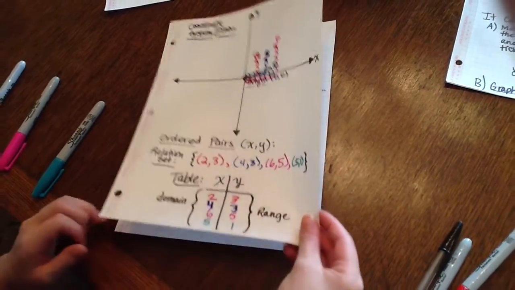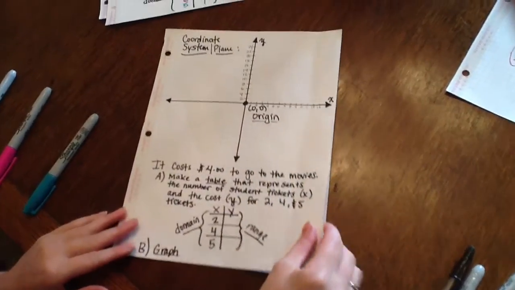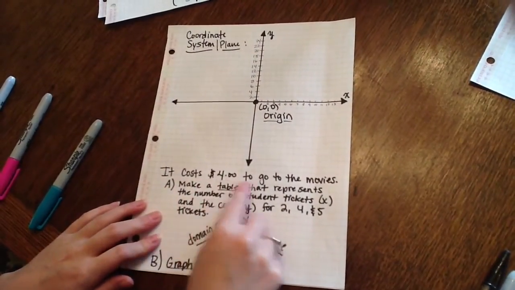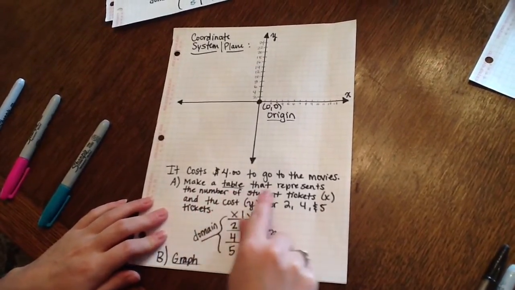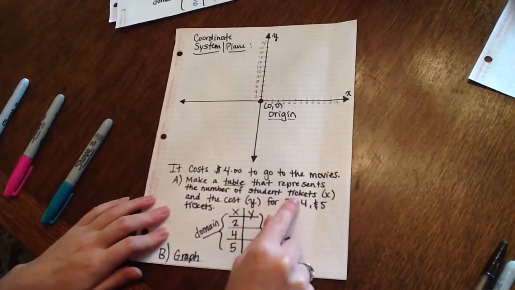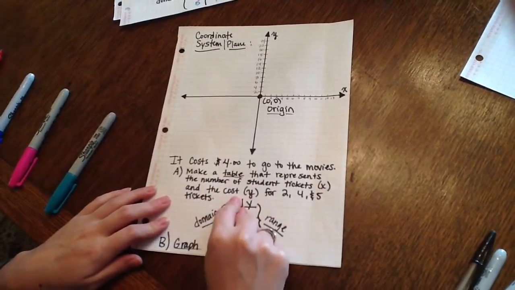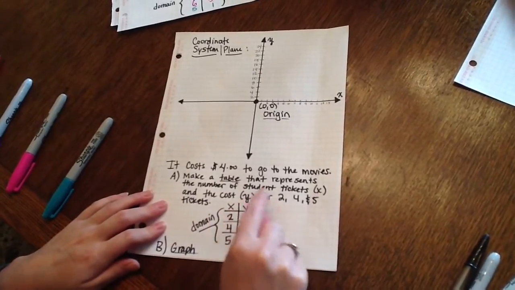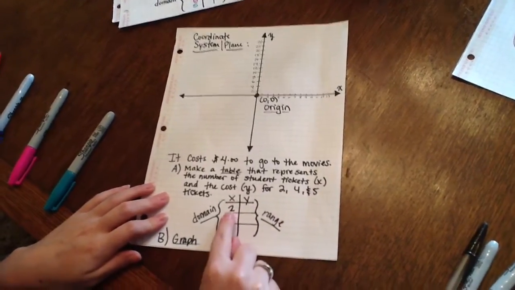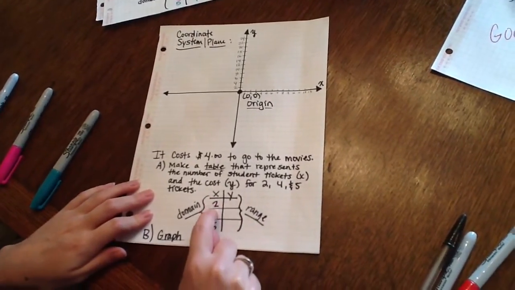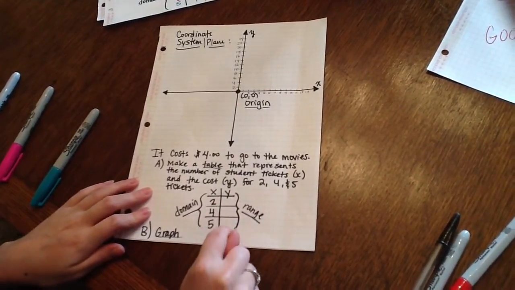All right, one last example. This one's going to be a word problem, so we're going to have to solve this one. It says, it costs $4 to go to the movies. Now, this is the first thing they want you to do. Make a table that represents the number of student tickets, which is going to be the x values. So the number of tickets is x values, and the cost of the tickets is the y values. Now, we're going to do this for 2 tickets, 4 tickets, and 5 tickets. So if you look down here, I already put the given information. If we buy 2 tickets, how much is it going to cost? If we buy 4 tickets, how much is it going to cost? 5 tickets, how much is it going to cost?